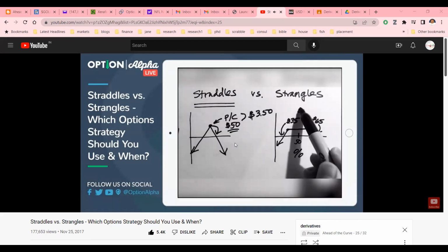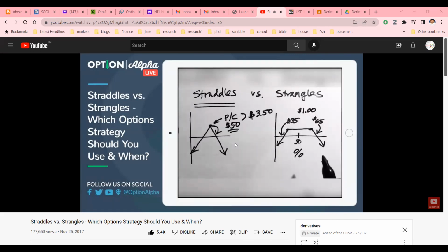So let's say that this strangle here collects, let's say just $1 to use round numbers. It could be different for different stocks, but the whole idea here is that when you do a straddle, you're going to go at the money, really aggressive, trying to maximize the premium that you've collected. And when you do a strangle, you're going to go a little bit further out and collect less money, but have potentially a little bit higher chance of success.